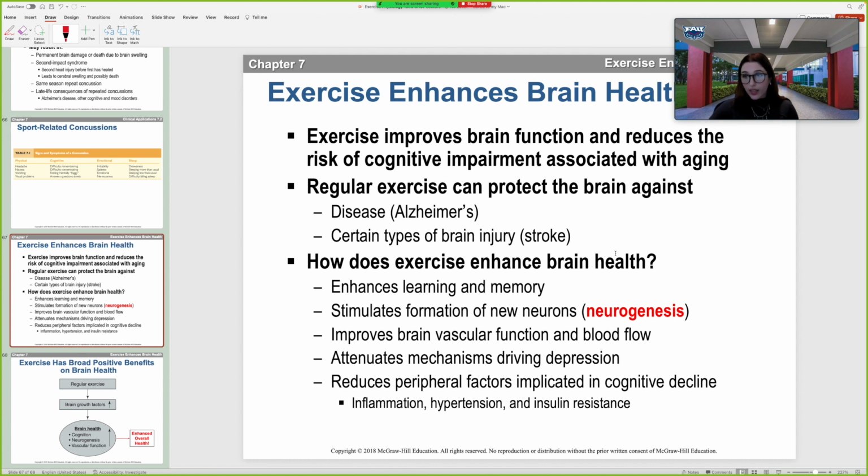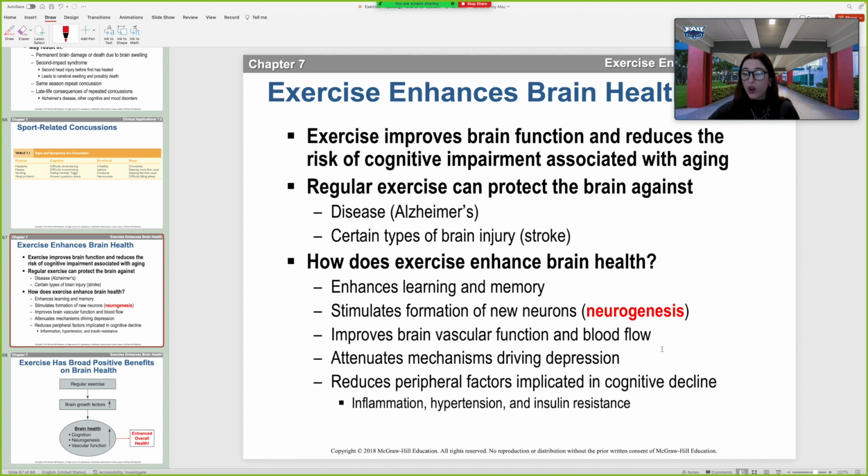And how does exercise do that? It enhances learning and memory. It stimulates neurogenesis, which is the formation of new neurons. It improves brain vascular control and blood flow, right? More blood flow to the brain is usually a good thing. It attenuates the mechanisms responsible for feeling depression, and it reduces peripheral factors implicated in cognitive decline. So things like inflammation, high blood pressure, insulin resistance. These are things we typically think of as just in the body, but they all have an effect on the brain as well.